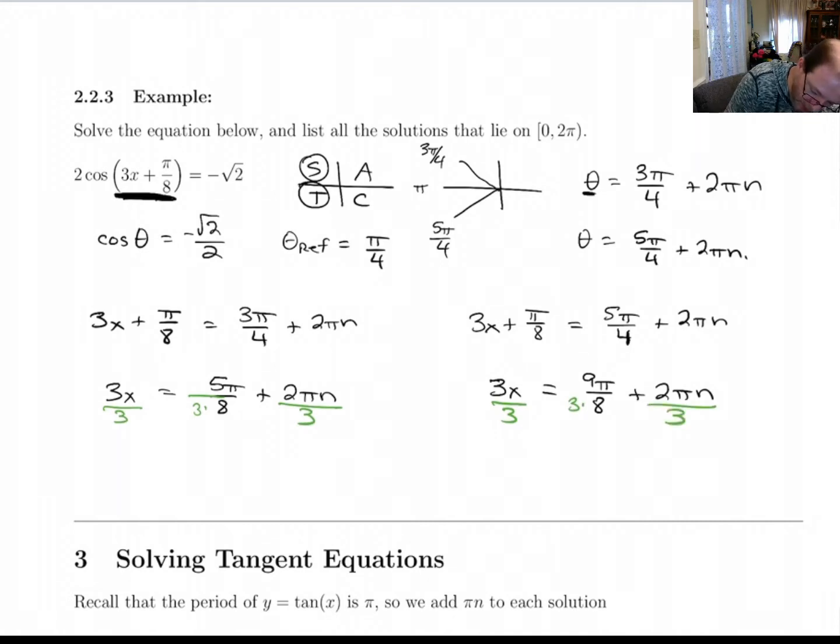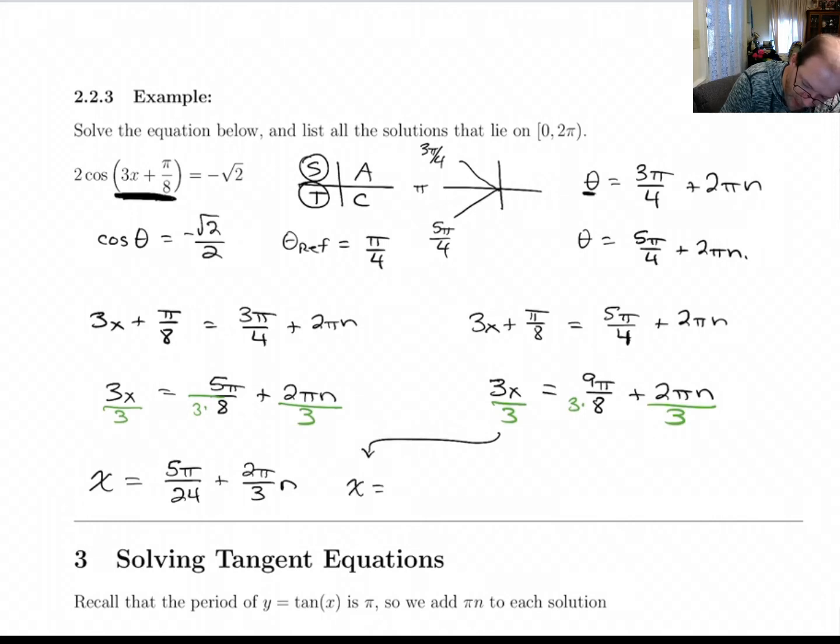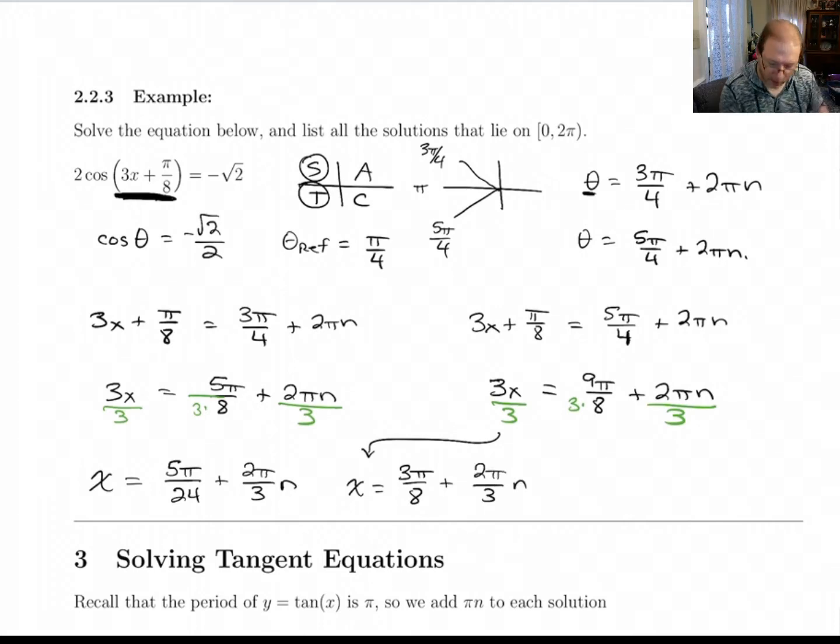So my general solutions are x equals, let's see, this is going to be 5 pi over 24 plus 2 pi over 3n. And this one is going to give me x equals, let's see, I can cancel the 9 and the 3, so that leaves me with 3 pi over 8 plus 2 pi over 3 times n. So that's my general solution. I'll put a cloud around it.